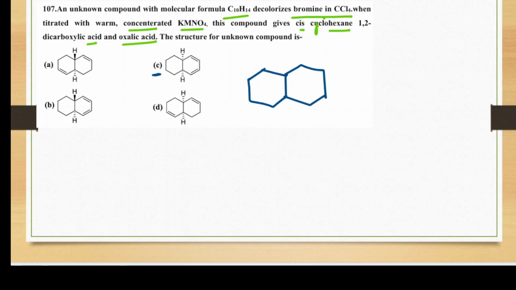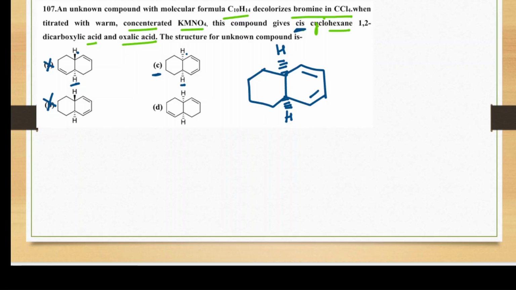We want the cis conformation, so you can directly eliminate options A and B, because here the hydrogen atoms are in the trans conformation. A trans-decalin type of system is given, so this is not going to give you the correct answer. Option C will form the cis conformation, because cis-decalin is given to us.